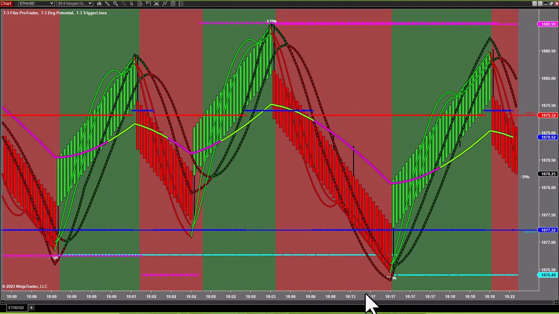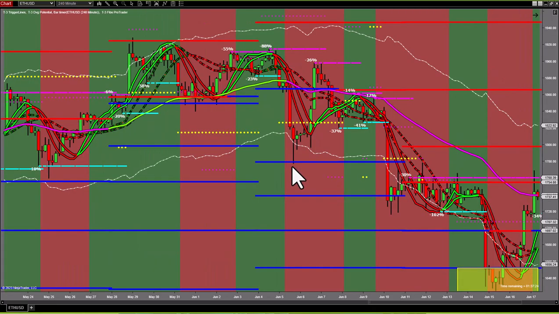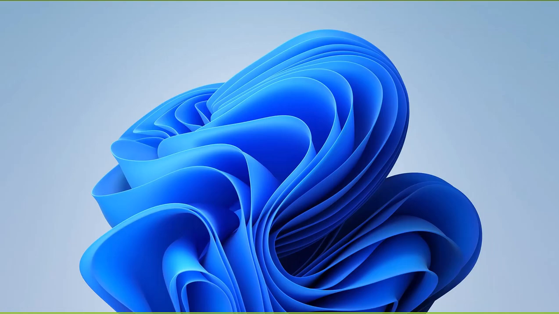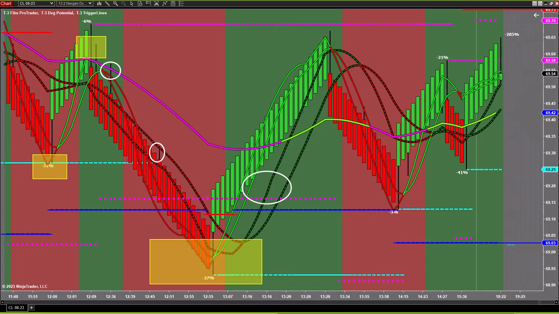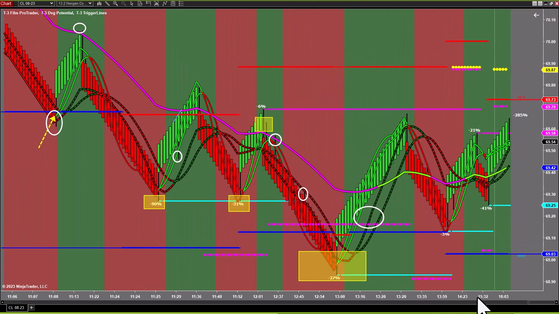Not that you can't take a trade in another, if you have a good look, you can still take trades on other charts. That's not what I'm saying. You can still take a trade if it's not a good top or bottom. You just may have to manage that trade a little more assertively. That's the only difference.